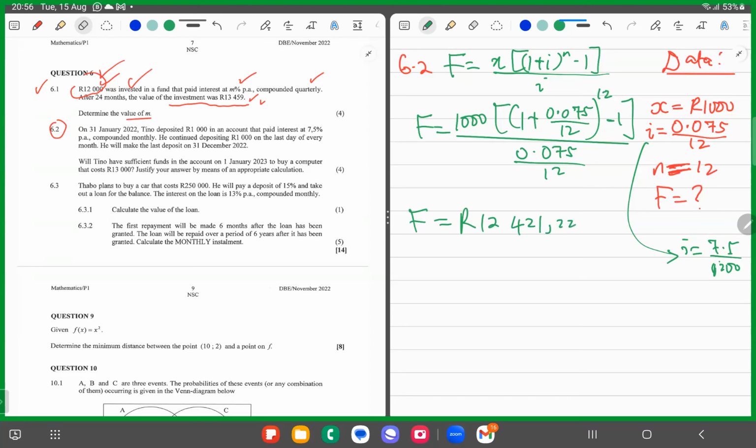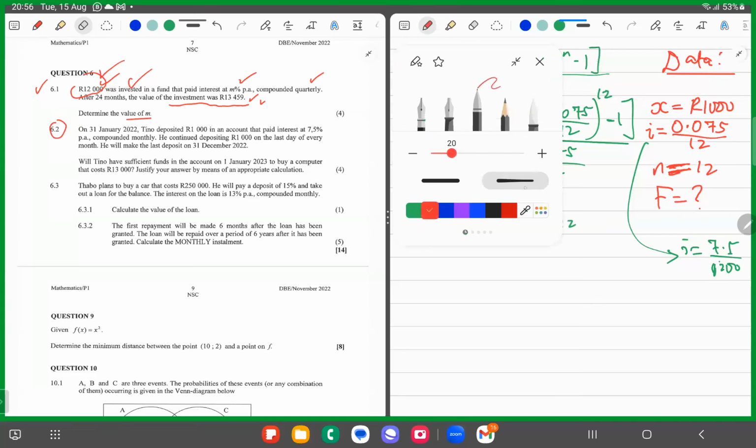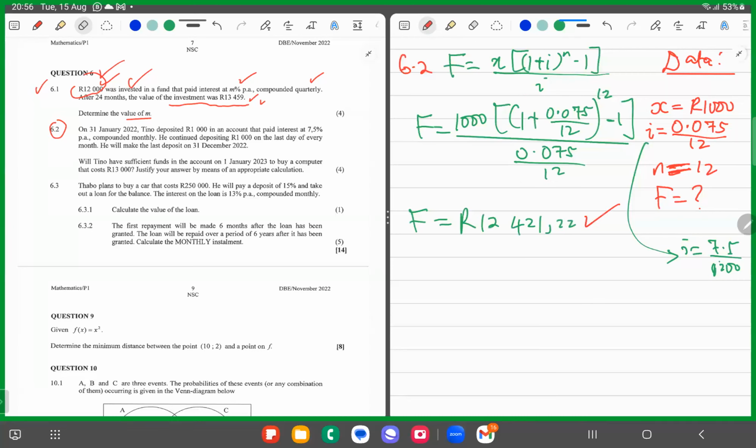12,421.22, which means that he is only going to have 12,000. Tino is only going to have 12,000, but Tino needs 13,000, so Tino is not going to have the money. Justify your answer by means of an appropriate calculation. Will Tino have sufficient funds of 13,000? Surely this is not sufficient.